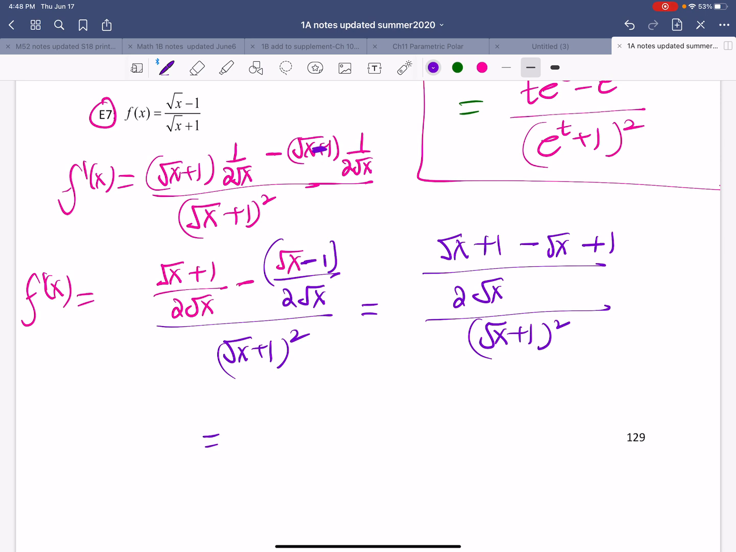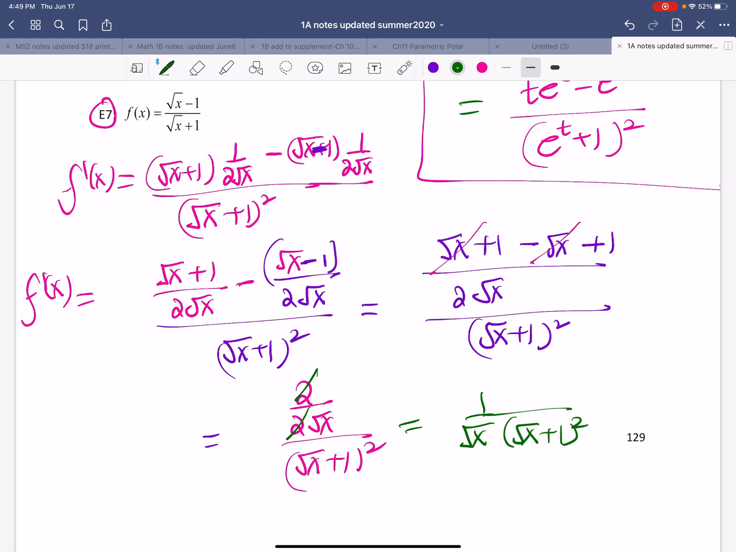squared. All right, so square root of x and square root of x cancel here, so I'm left with 2 over 2 root x over square root of x plus 1 squared. We can get rid of the 2 and 2 from there. 1 over square root of x times square root of x plus 1 squared. That's my derivative for this function. And it was easier to go with the given form than to rationalize. That would work out fine as well. You could rationalize and then do the derivative, but that was taking longer and it was more steps than this one.